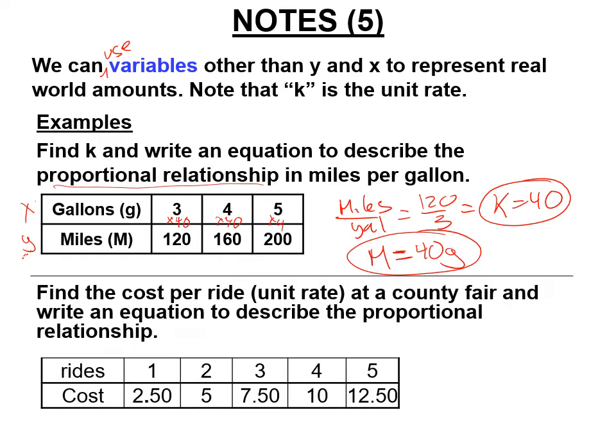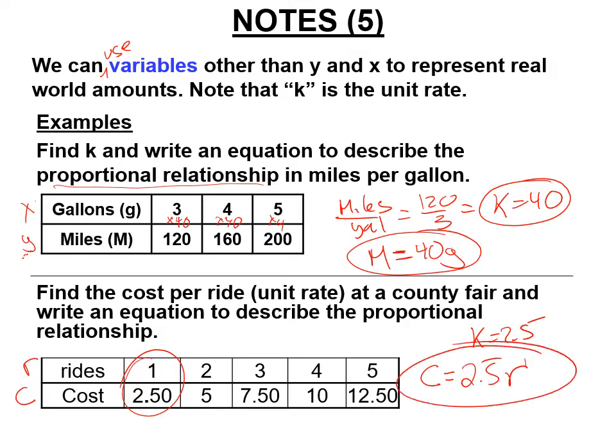Find the cost per ride unit rate at the county fair and write an equation to describe the proportional relationship. Well, you can see right there, it's $2.50 for a ride. So we're going to say K equals 2.5. And we're going to use, I didn't give you the letters, but let's use C for cost. And let's use R for ride. So C equals 2.5 R is the equation we're going to write. By the way, $2.50 per ride, that was the unit rate.